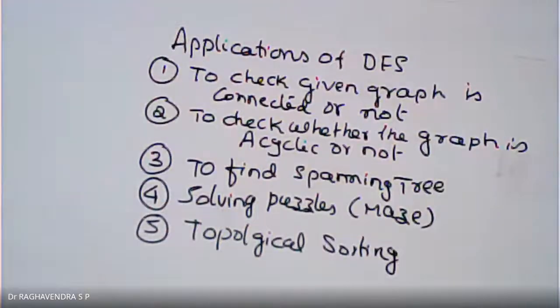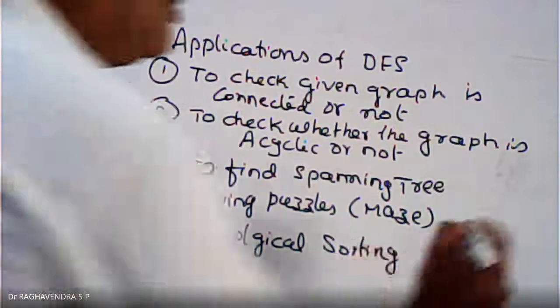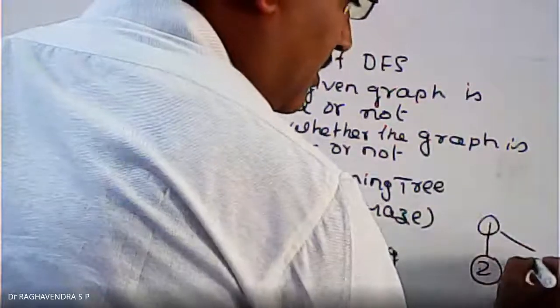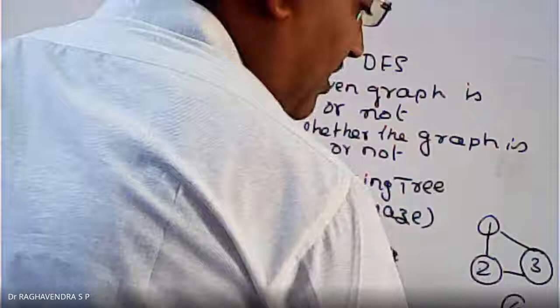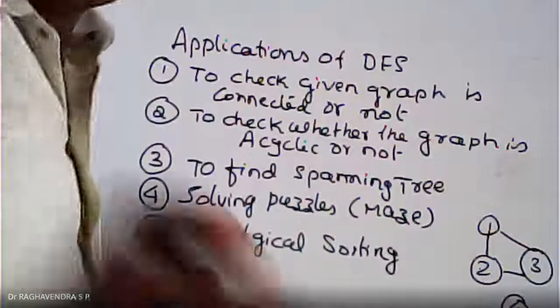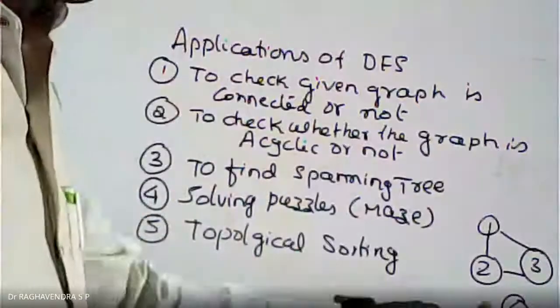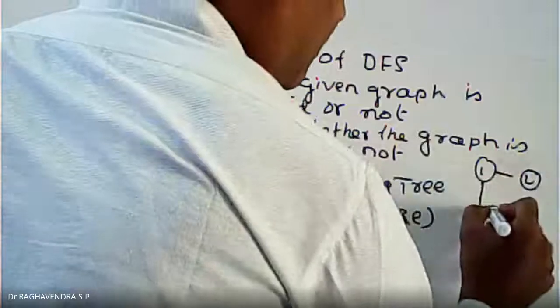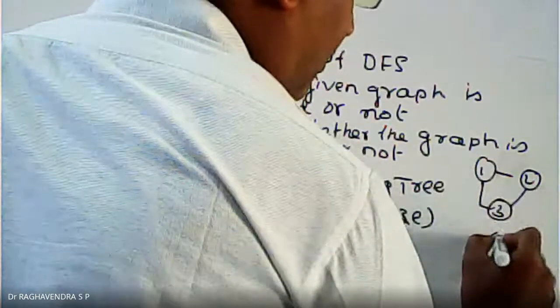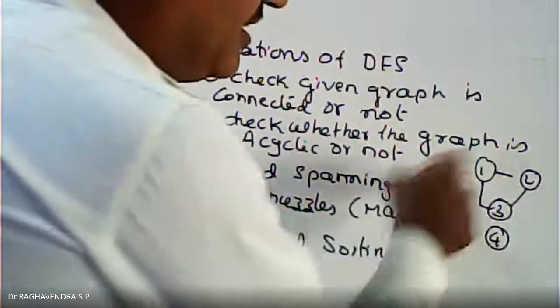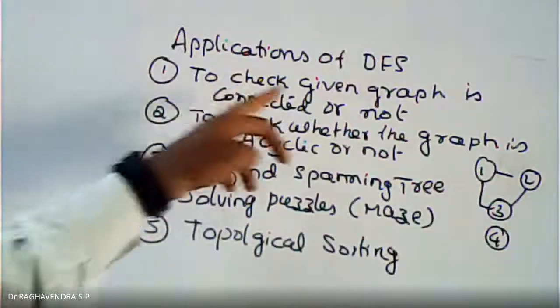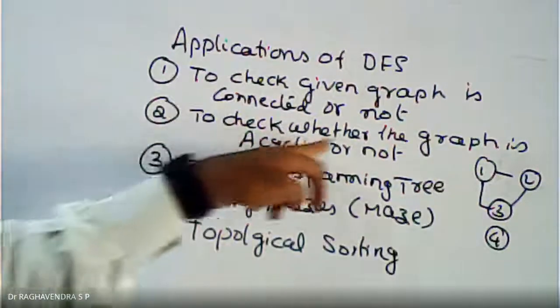So these are some of the applications of DFS. First one, to check whether the graph is connected or not. Sometimes you may be having a graph like this, and there may be a vertex which may not be connected. So the 4 is not connected. So it is not a connected graph. To check the connectivity, we are going to use DFS.